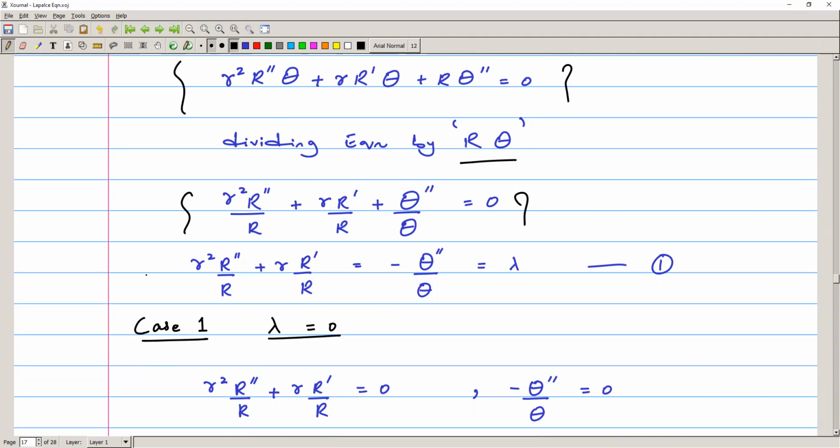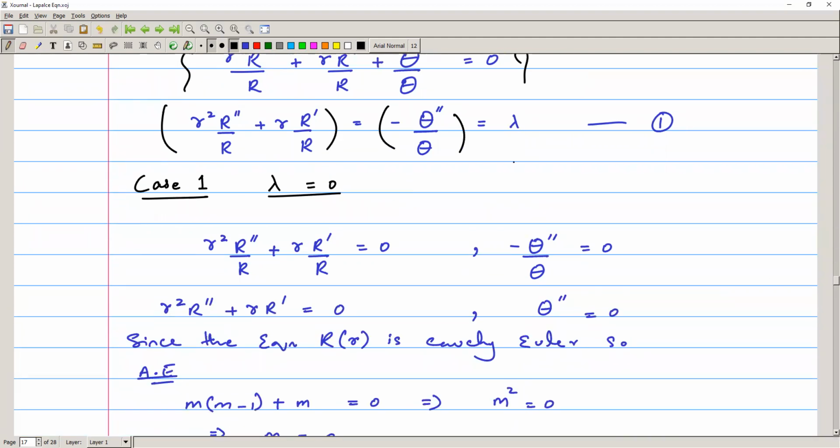So we will separate the variables here. We can see that on the left side we only have a function of r, and on the right-hand side we have a function of theta. So the variables are separated. Therefore we can equate this equation with lambda, and then we will solve for three particular cases. That is lambda is equal to 0, lambda is equal to p squared, and lambda is equal to negative p squared.